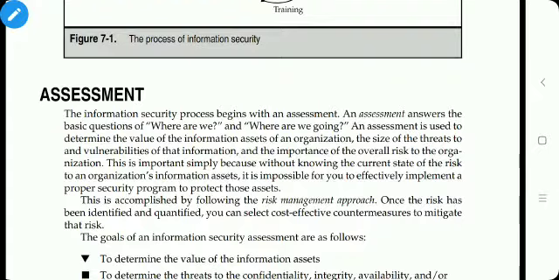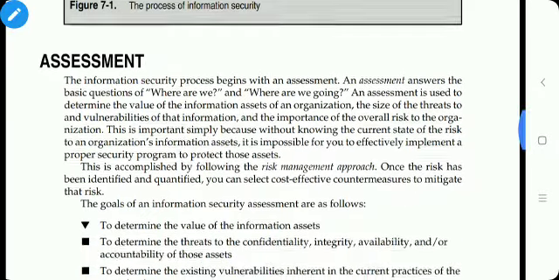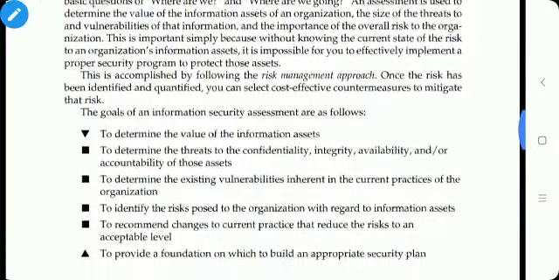The assessment checks where the organization is and where the organization is going. An assessment is used to determine the value of information assets, the size of threats and vulnerabilities, and the importance of the overall risk. So the goals of the information security assessment are to determine the value of the information assets: what information is in the organization and what is the value of that information.